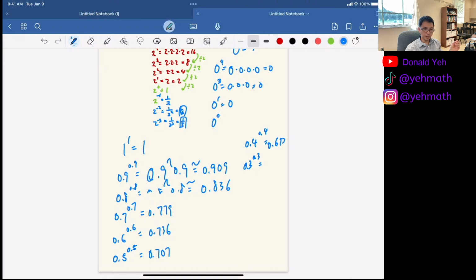Anybody got 0.3 to the 0.3? 0.696. Wait, what happened to the number? It actually went back up. Do you see that? The number actually went back up. So never trust anybody who tells you whatever. You gotta see it for yourself.